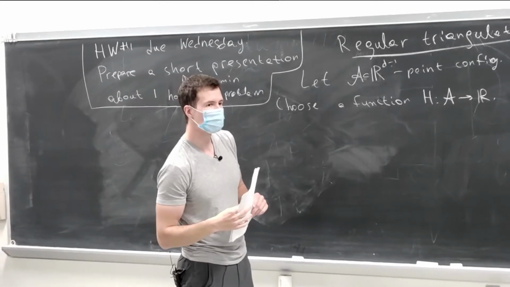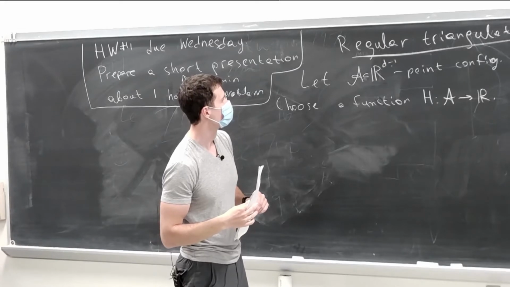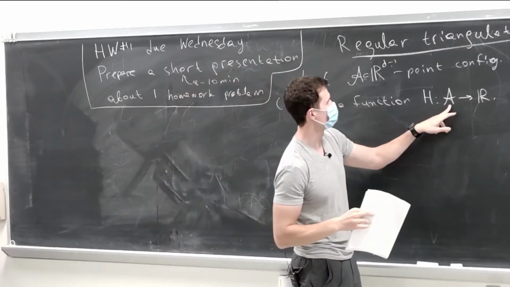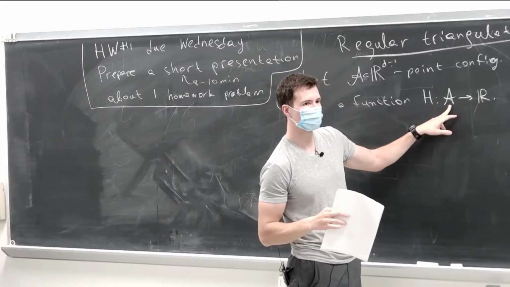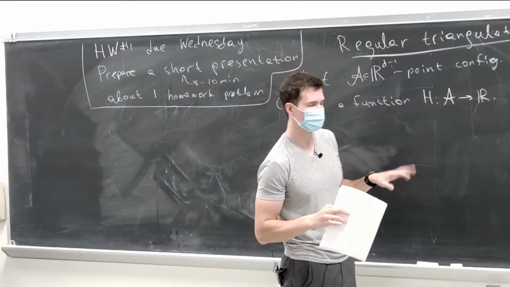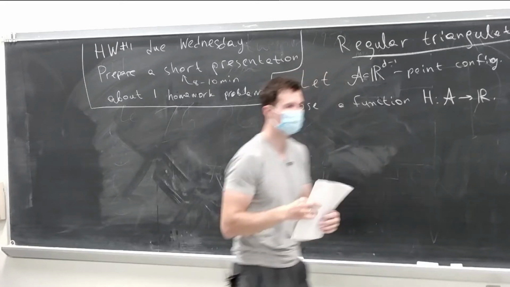Well, I mean, it's a function, right? So for each point in A, you get one real number. Just any arbitrary function.